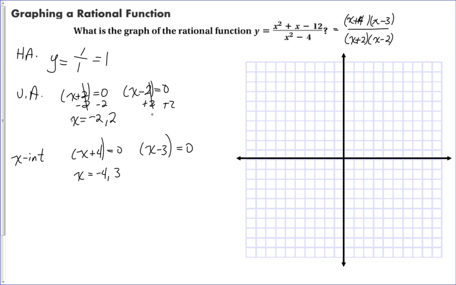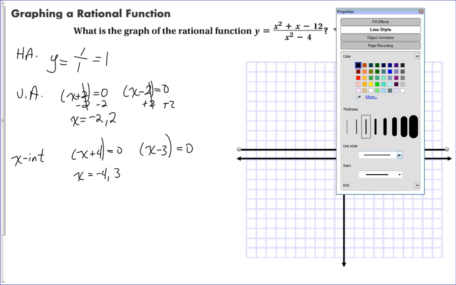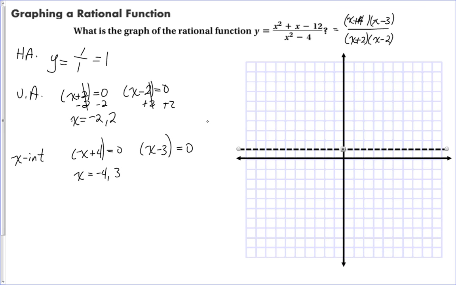Before we move on, let's go ahead and graph some of this over here. We know we have a horizontal asymptote at y equals 1, so here's y equals 1. I know it's supposed to be dashed. Give me a second, and it will be. Let me extend this a little bit more. Now let's make it dashed. So there's our horizontal asymptote.